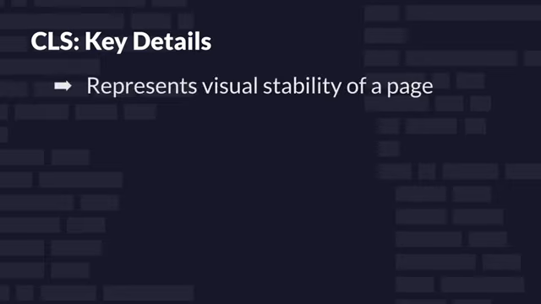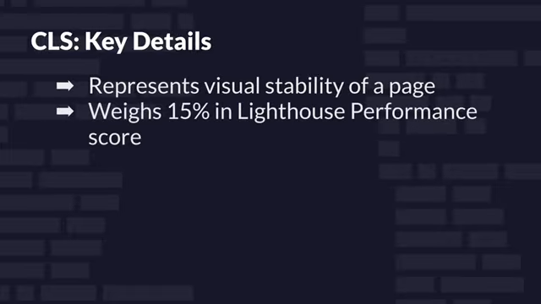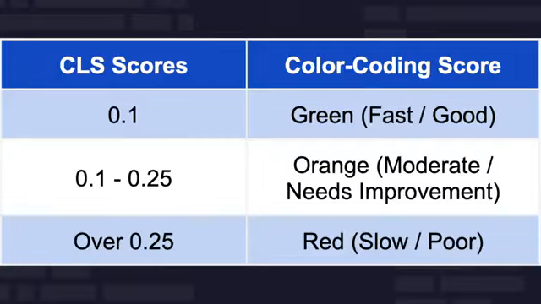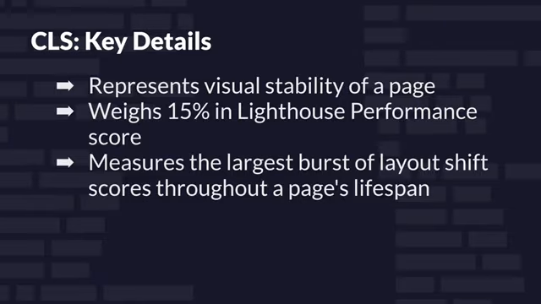So, what does it represent? The visual stability of a page. Instability is defined as unexpected movement of page content as the user is trying to interact with the page. And it's 15% of the Lighthouse performance score weighting. What does it measure? It measures the largest burst of layout shift scores for every unexpected layout shift that occurs during the entire lifespan of a page. A layout shift occurs anytime a visual element changes its position from one rendered frame to the next.